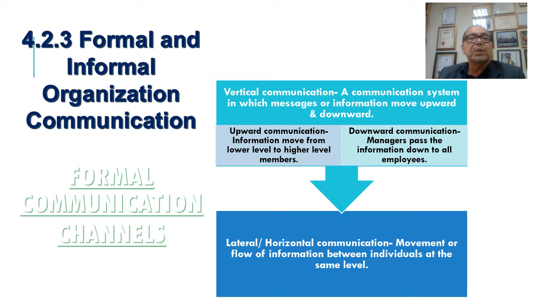Okay, 4.2, formal and informal organization communication. Normally, the vertical communication system, vertical and horizontal. We have two, very simple. Vertical means from the chief executive officer to the manager to the supervisor to the workers down the line, we call it vertical. Horizontal, from one manager to another manager, from one supervisor to another supervisor.